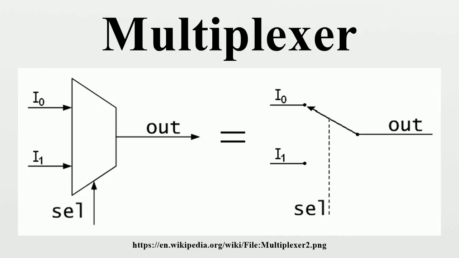The schematic symbol for a multiplexer is an isosceles trapezoid with the longer parallel side containing the input pins and the short parallel side containing the output pin. The schematic on the right shows a 2-to-1 multiplexer on the left and an equivalent switch on the right. The wire connects the desired input to the output.